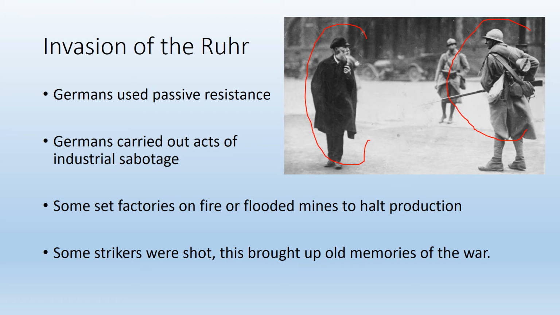Now, to avoid the French soldiers taking things out of the factories, such as automobiles and whatnot that we can see in the background, the Germans are going to sabotage their factories. They're going to just burn them down or flood them. And this will mean that if the Germans can't keep the products, then no one can. Some strikers were shot, and again, this brought back really old memories of the First World War. What this means is because the factories are destroyed, it's going to be very difficult for the French to recoup any of the money that they're expecting under the Treaty of Versailles.